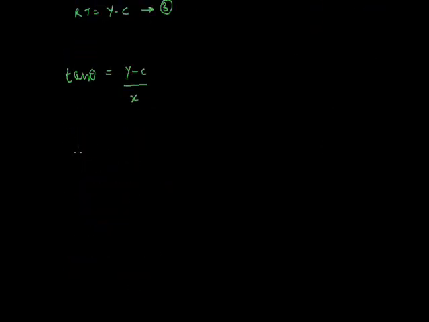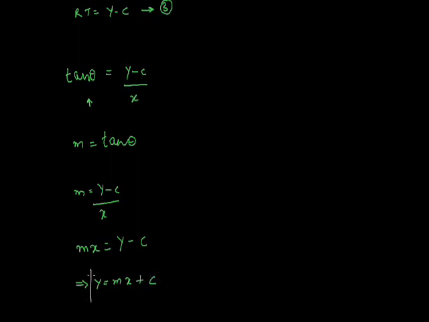Let's say I took the slope of my line as m. Then m is equal to tan theta. I'll put this value in the above equation over here. So I'll get m is equal to y minus c upon x. I'll cross multiply it. I'll get mx is equal to y minus c, which implies that y is equal to mx plus c. So this is the equation of our line in slope-intercept form, where m is the slope and c is the y-intercept.